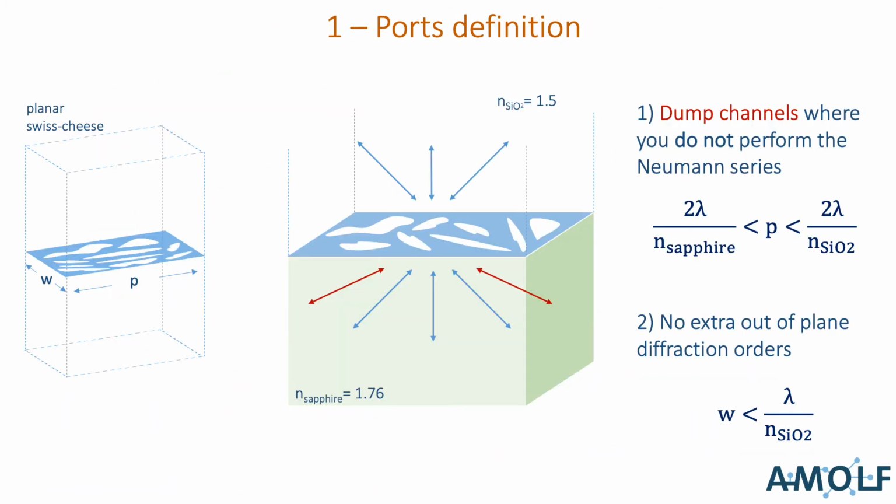So let's start with the first ingredient. We want to define the ports, so the diffraction channels, and we choose a 2D cross grating with periodicities P and W, such that we have only 3 diffraction orders in the superstrate, which is silica, and 5 in the substrate, that is sapphire.